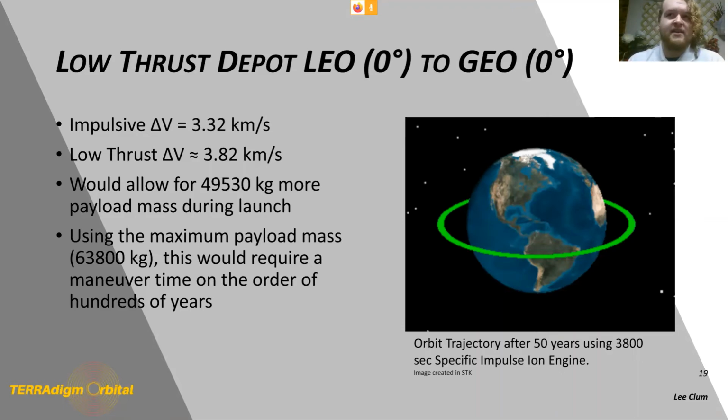Using Astrogator and STK and optimizing the direction of the thrust vector to minimize time, I found that after 50 years of propagation, the orbit had barely even moved from low Earth orbit. This means that the total maneuver time would take somewhere on the order of hundreds of years, which is well beyond the scope of a single propellant depot.